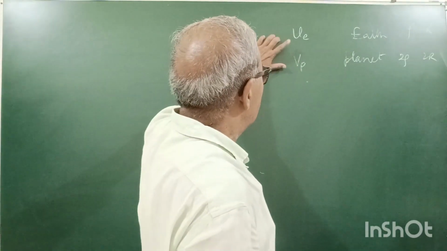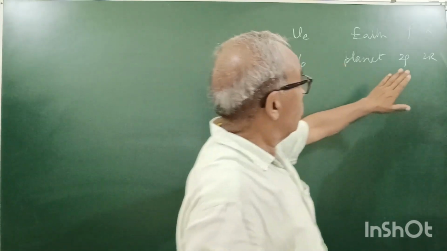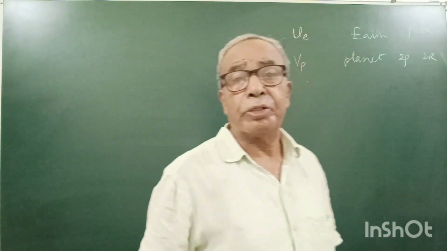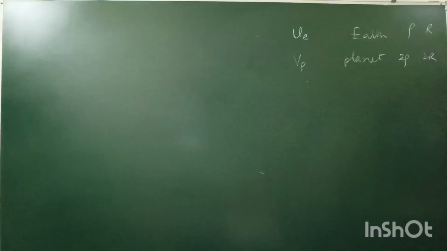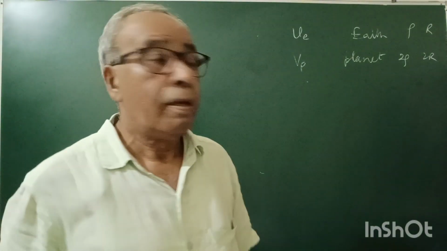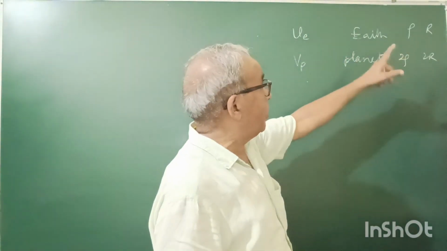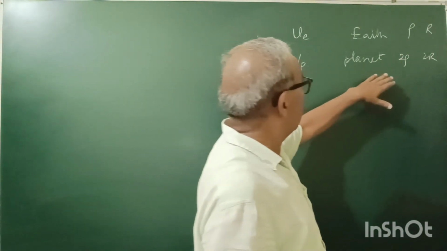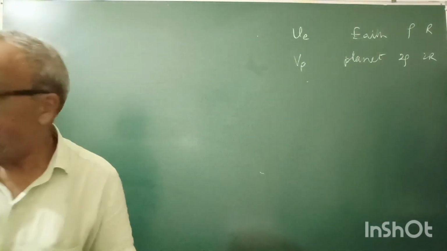What is VE? Escape velocity from Earth's surface. VP is the escape velocity from the planet, whose mean density is twice that of Earth, mean radius twice that of Earth. Is that clear? A little reflection here. What I am telling, VE is the escape velocity from Earth, whose density rho, radius r. VP is the escape velocity from the planet, whose density is twice that of Earth, radius twice that of Earth. Now, how to solve this?